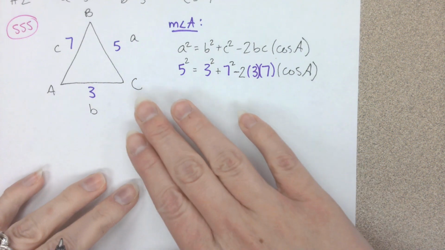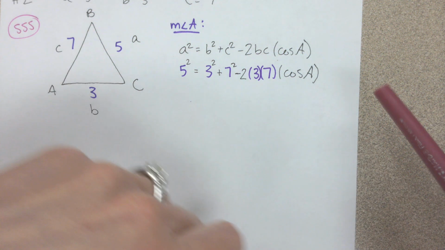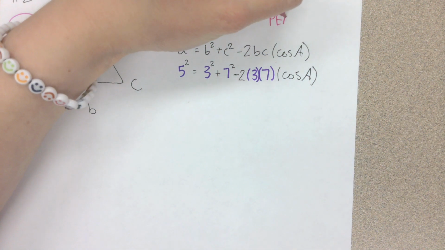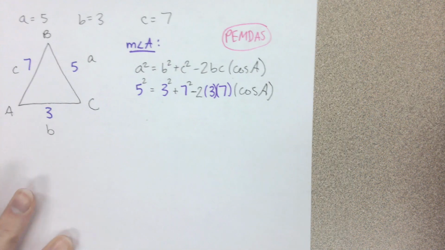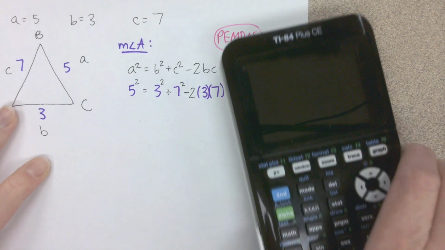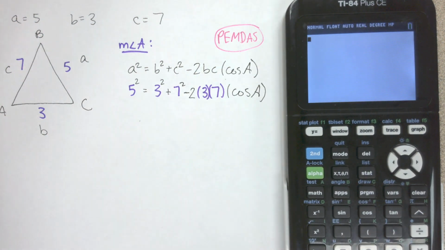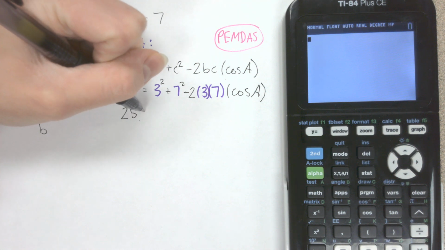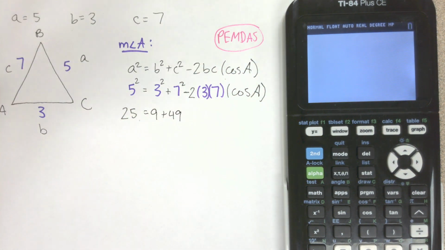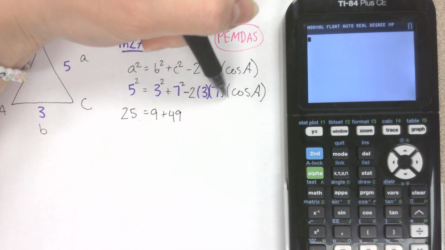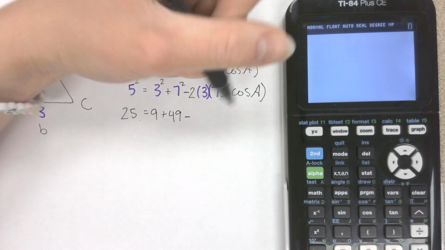This is the type of problem where there's a lot of algebra, so make sure when you are doing these problems, you are following your order of operations at all times. Okay. First thing I'm going to do, we do exponents, so I'm going to square all of these. So we have 25 equals 3 squared is 9 plus 49. And then I will go ahead and multiply these numbers together. 2 times 3 times 7, that's 42.